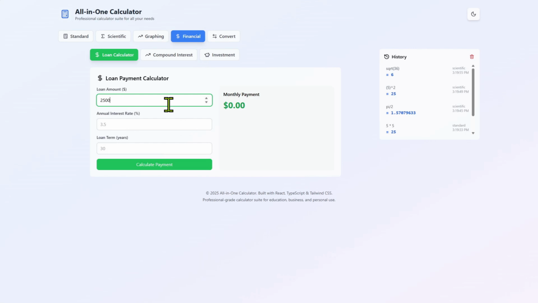For real-world numbers, the financial calculator is essential. Here, we're calculating a 5-year loan payment, getting an instant and accurate monthly total.